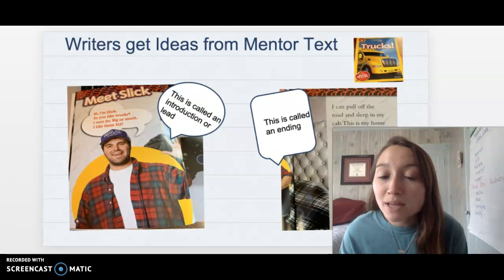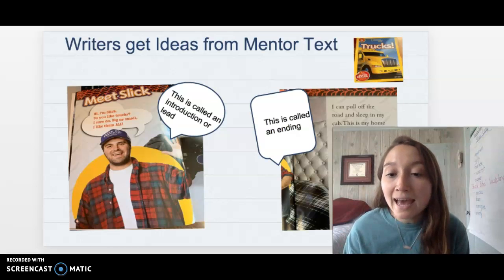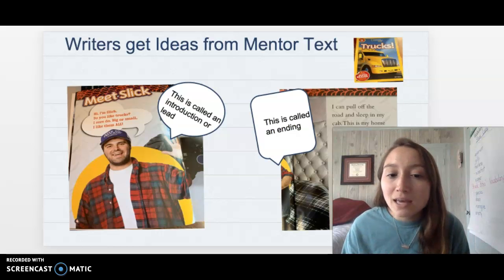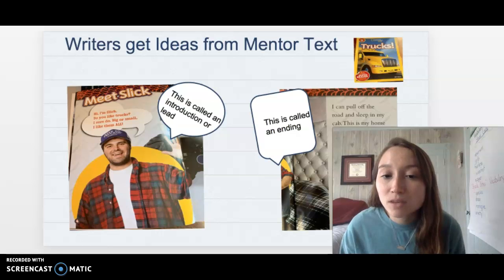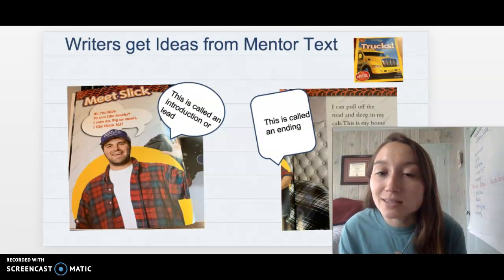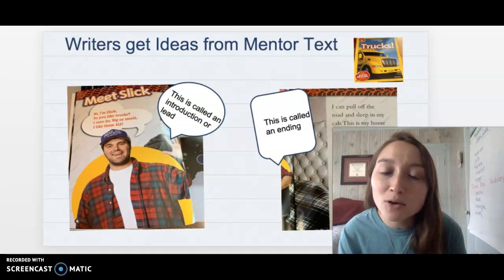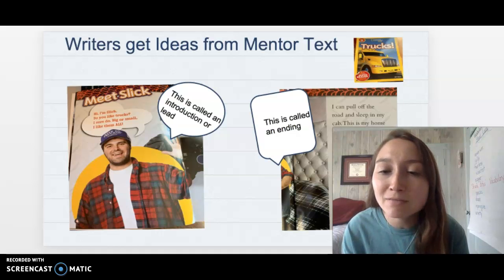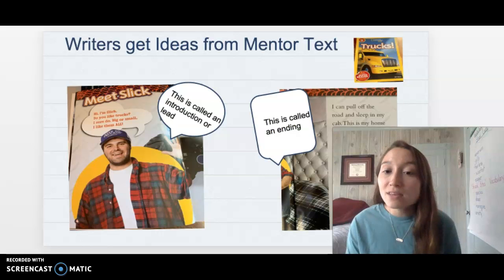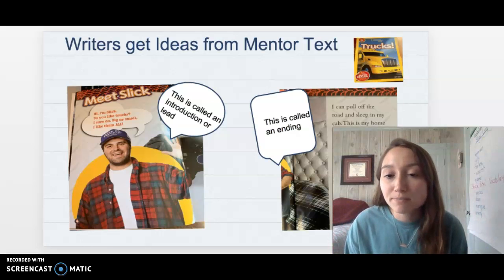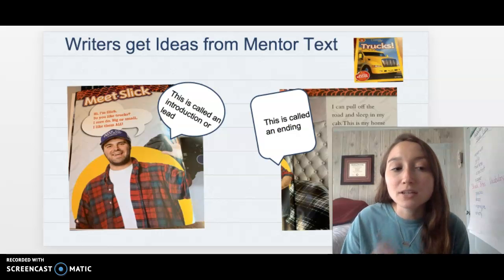Then a mentor text usually has an ending to their book that wraps it all up and kind of gets the reader excited. We can try these in our all about books too. So you can see on this page, it says, I can pull off the road and sleep in my cab. This is my home away from home. I love my truck. And this writer kind of wrapped up their book all about trucks. We can try this in our writing too.